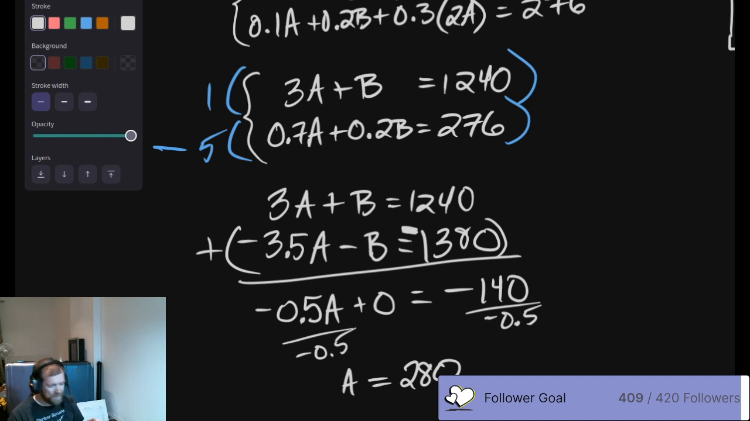What decade was this written in? I don't think you can get a studio apartment anywhere for $280. Yeah, these questions need to be updated. Whew.